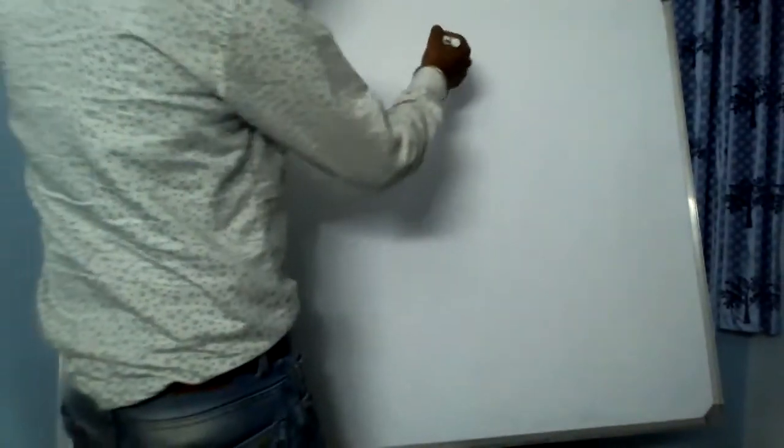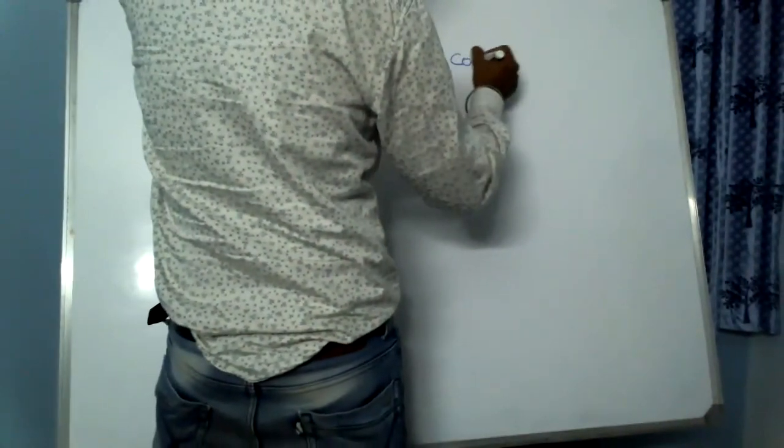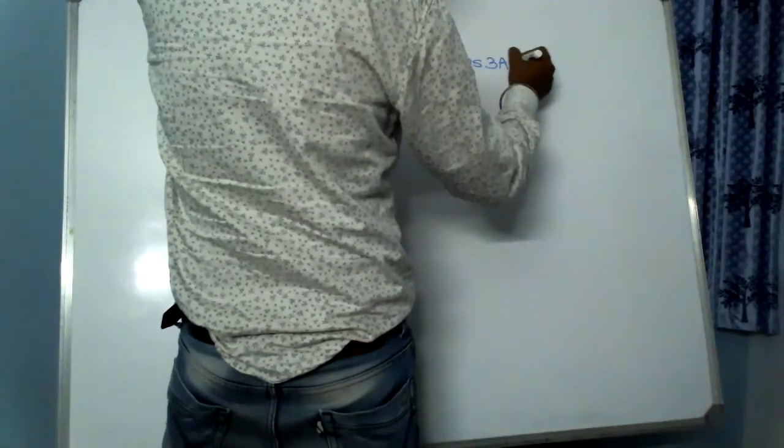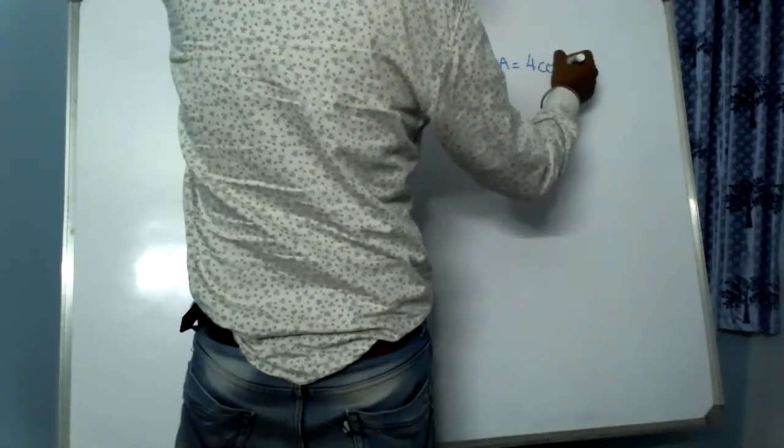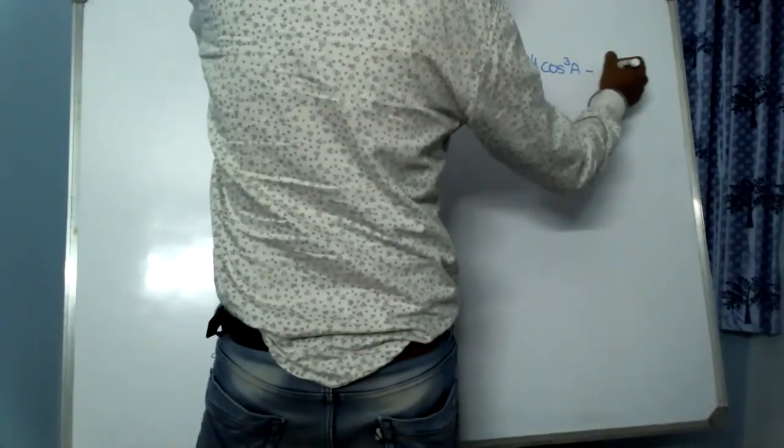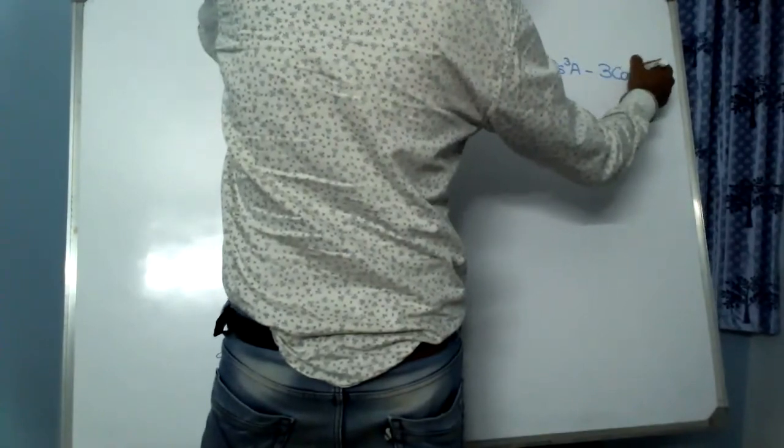What is next? 4 cos cube 10 minus 3 cos 10. Okay, this is pretty easy. See, just now I gave you the formula of cos 3a. That was 4 cos cube a minus 3 cos a. This is what I had written as the formula for cos 3a.